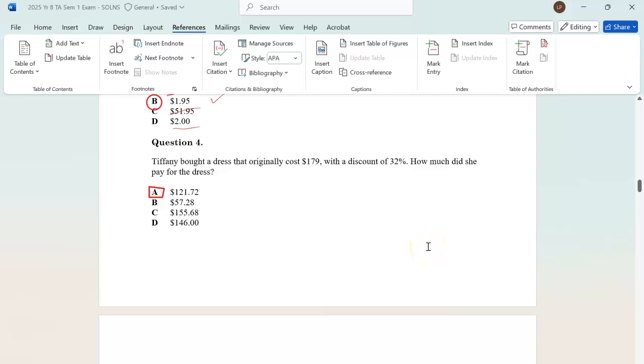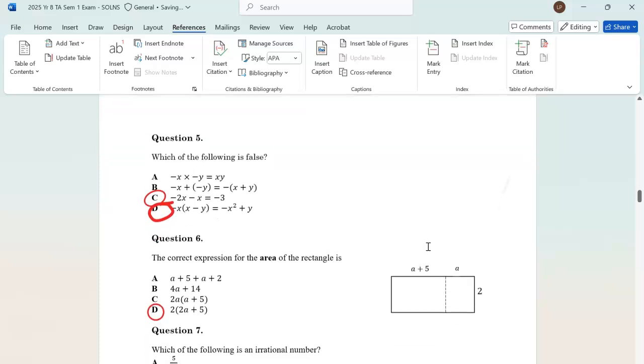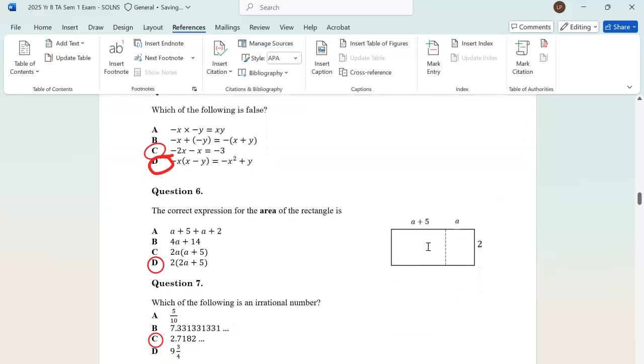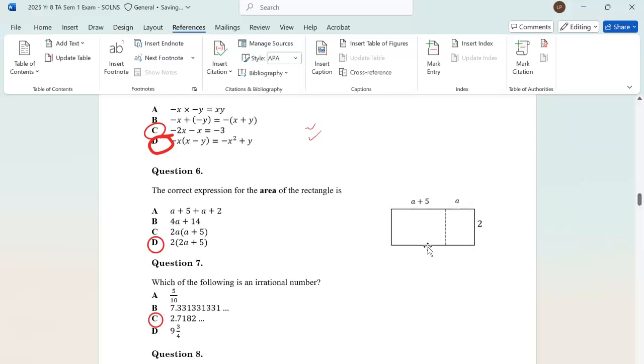Okay, a dress originally cost $179 with a discount of 32%. So it's 179 minus 0.32 times 179, and the answer is 121. Okay, now this question 5 is where you could have had either this one or this one. It's a bit of a tricky question. It shouldn't have been in there.